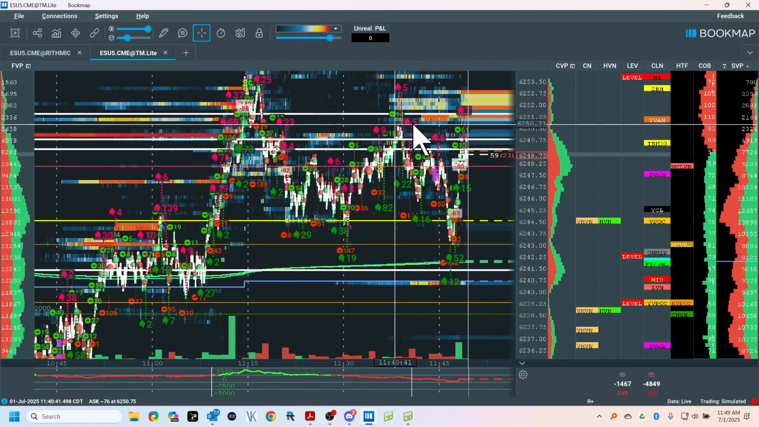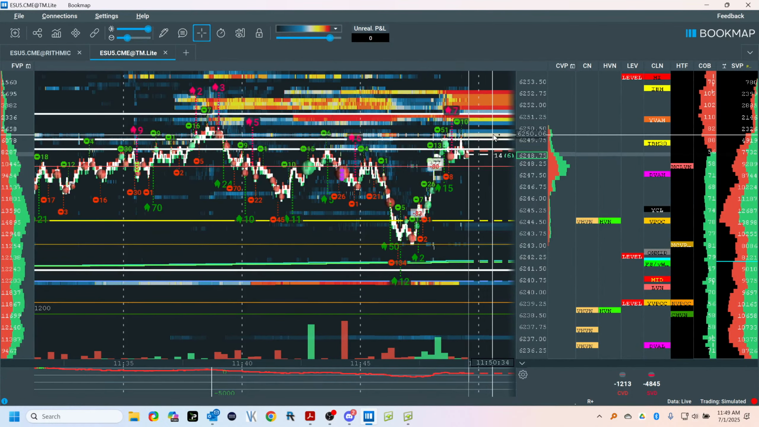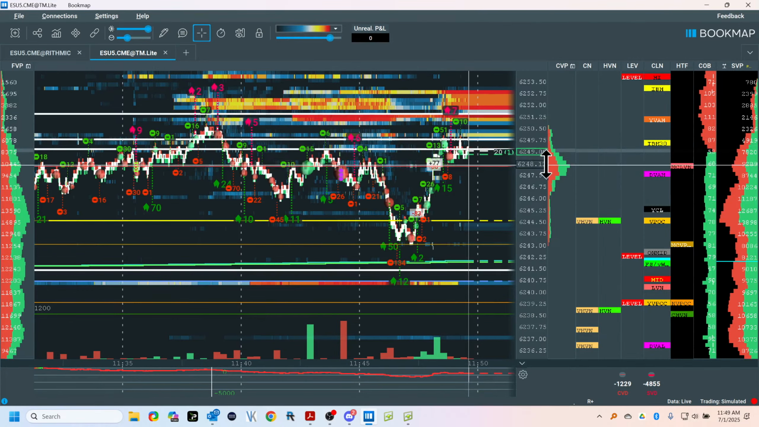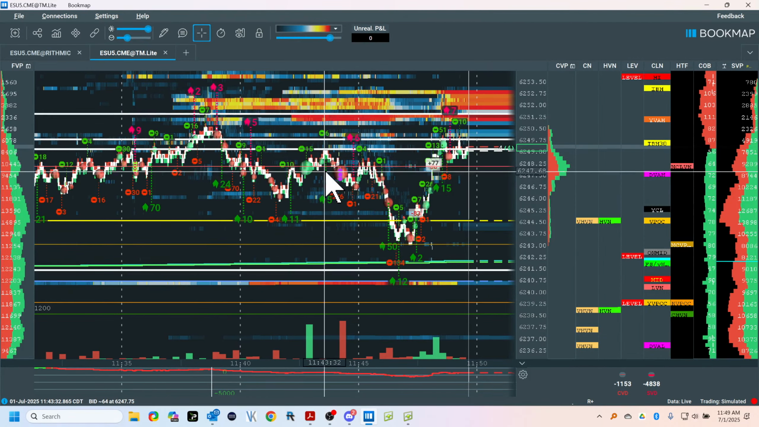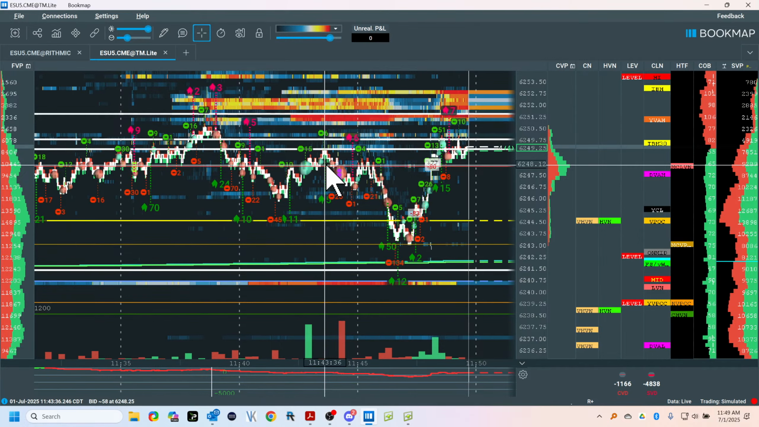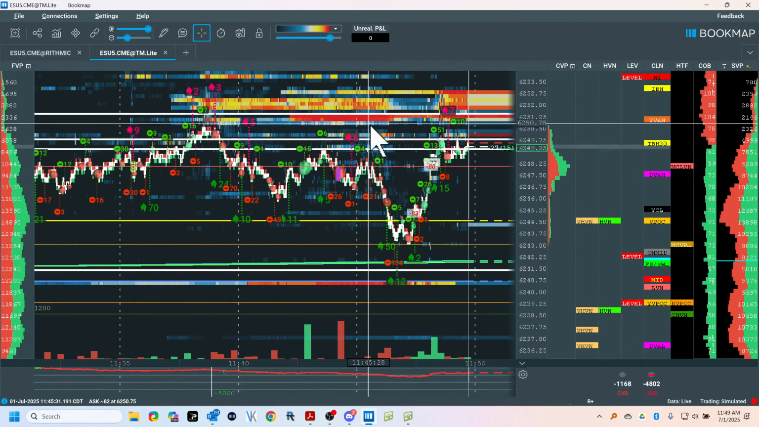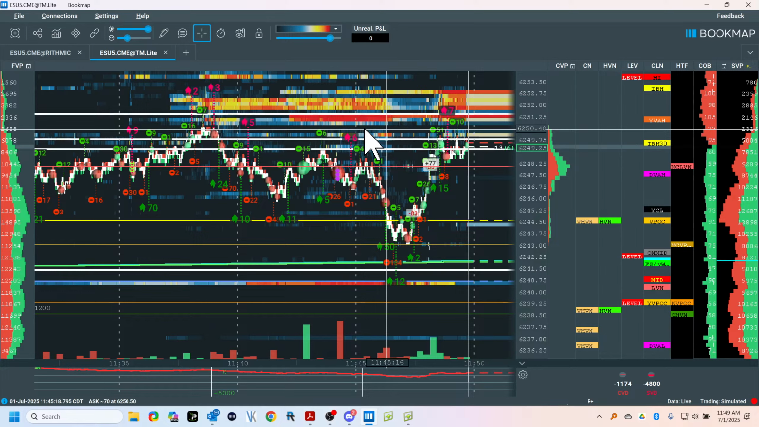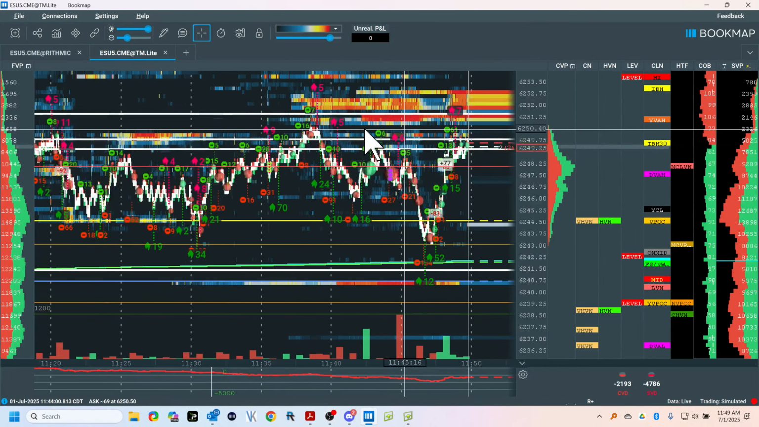Let's see what it does. It still has to clear micro high volume there, and it's clearing this volume, so it may still continue up here. So let's see what it does. So for me, I'm just trading the rotations.